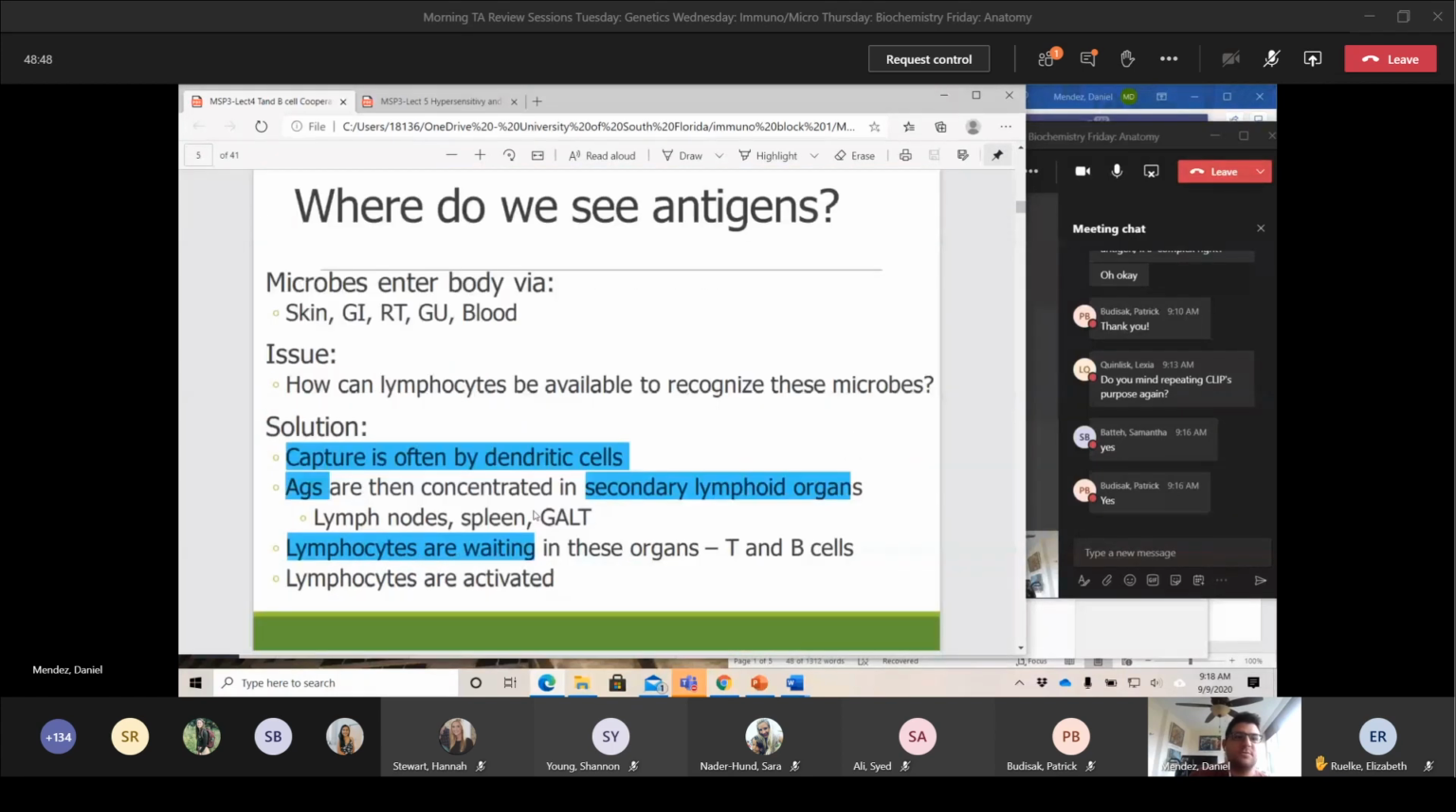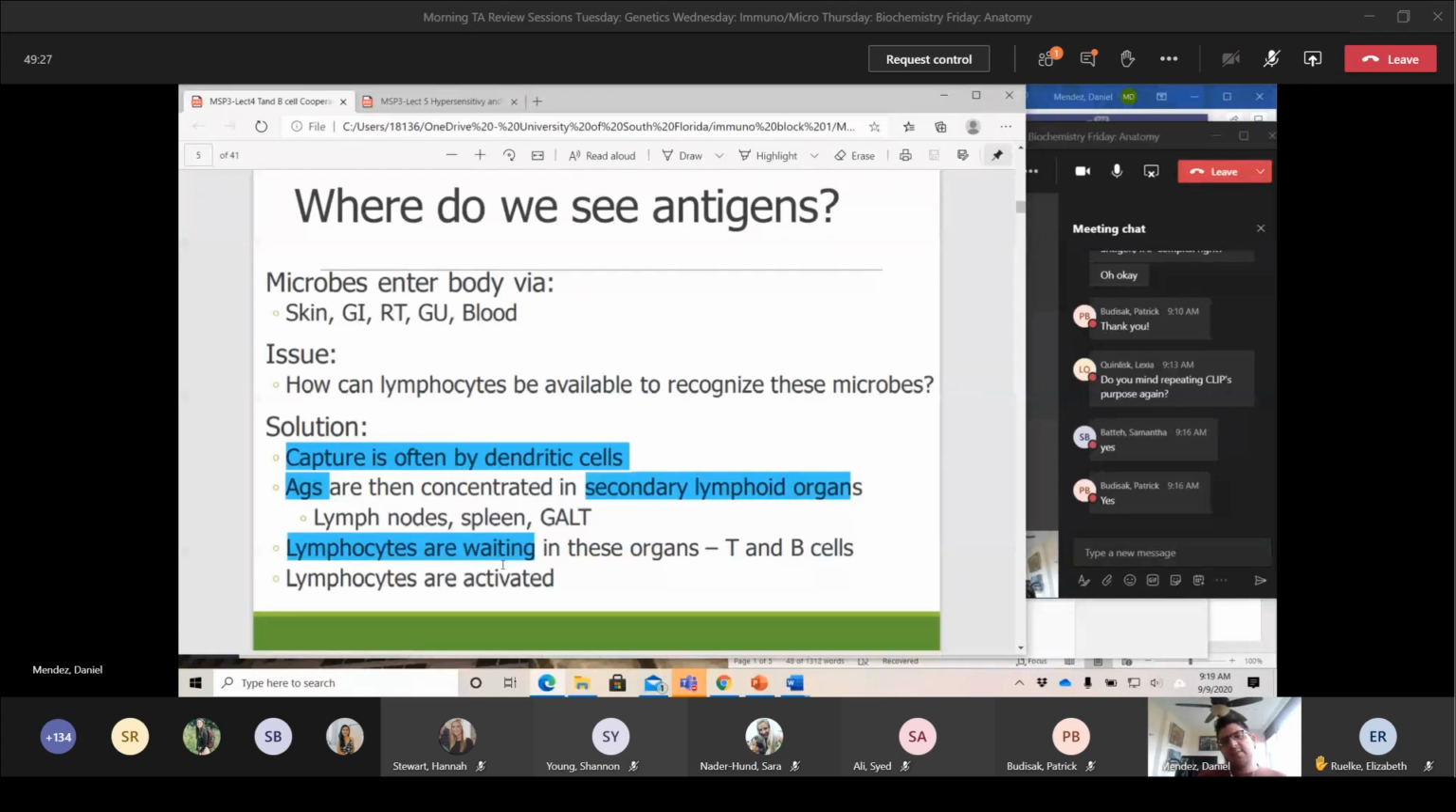Where do we see these antigens? We've talked about this a lot, that antigens or the microbes come in contact with either the skin, the GI, respiratory tract, genitourinary, and blood. How do we actually see these antigens? The APCs, whether it be a macrophage or dendritic cell, will come in contact with it, break it down, and then take it to a secondary lymph organ. Remember the secondary lymph organs: your lymph nodes, your spleen, your GALT, so your gut-associated lymphoid tissue. And our biggest example of that is going to be the Peyer's patches in the small intestine.